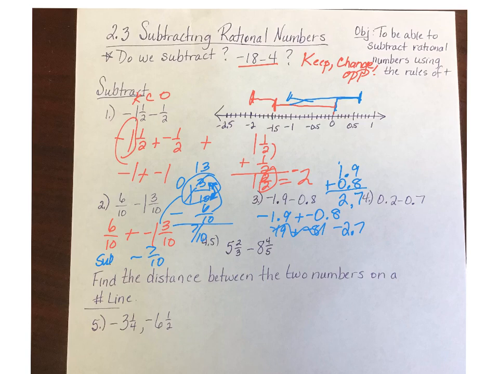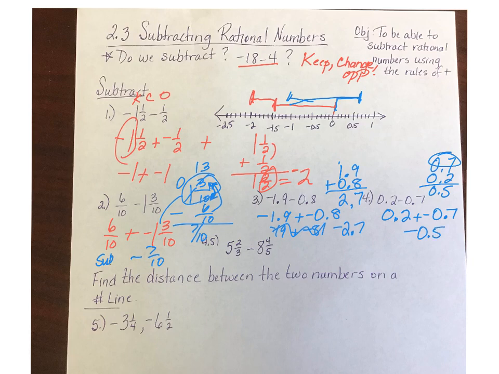Number 4 is 0.2 minus 0.7. Keep, change, opposite. If I had 2 plus negative 7, what would I really be doing? I would be subtracting. So take the absolute value of both of them. I put 0.7 on top, minus 0.2. I get 0.5, take the sign of the 1 on top, which is negative.